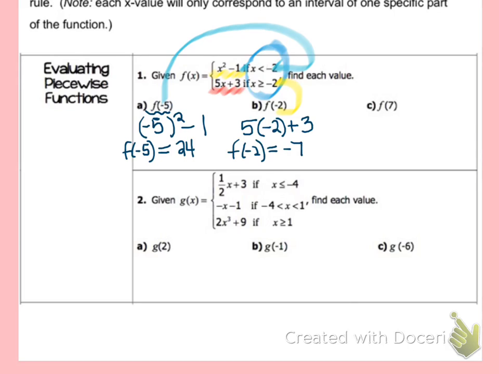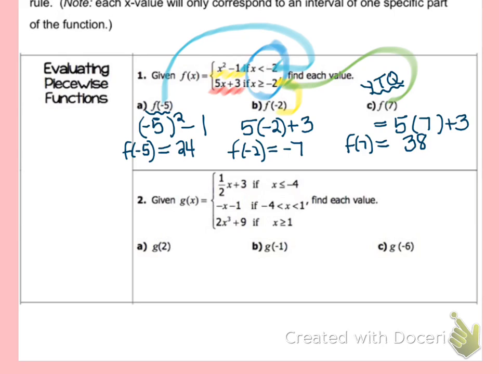Let's go ahead and make part C a you-try question. We're going to see what f of 7 is. I'm going to pause the video. You can pause the video too, and try to find out what f of 7 is. Okay, so I hope you were able to try that and successfully found that f of 7 was in fact 38.